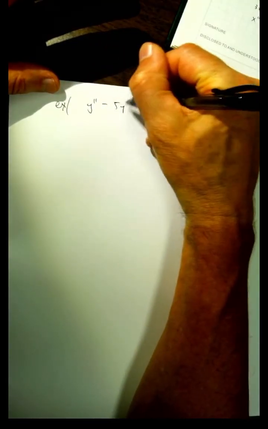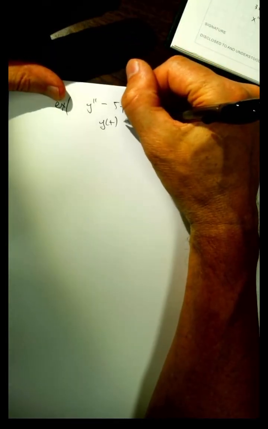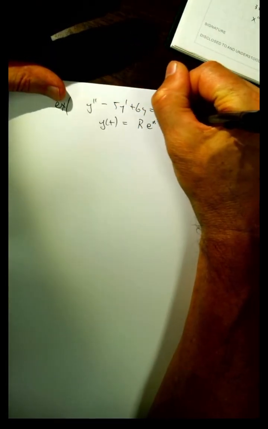So first example is y double prime minus 5y prime plus 6y is 0. Now, one thing we didn't say in the previous video is that it's ambiguous what the independent variable is. I'm just going to assume that this is a function of t. If you decide to use a different independent variable like in the book, that's fine. Just be consistent and go with it. From the original equation, there's not enough to tell us. So we're going to assume that it looks like r times e to the nt.